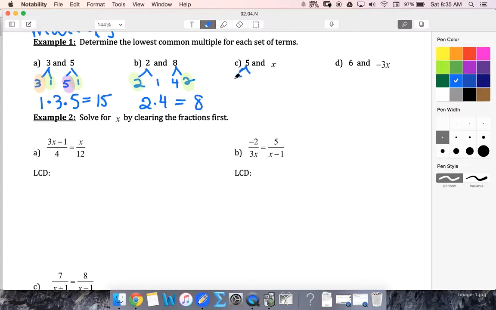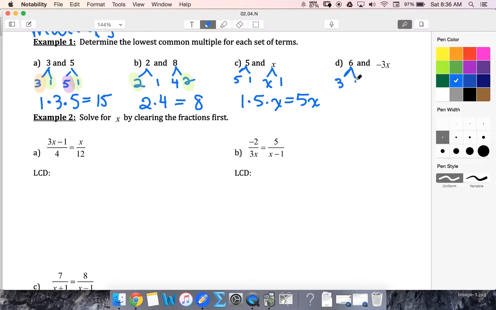5 and x, that's 5 times 1. That's x times 1. So 1 is shared. Again, I don't really need the 1. 5 is not shared. x is not shared. 5x. So I can have variables as part of my common multiple. So here my common multiple is 5x.